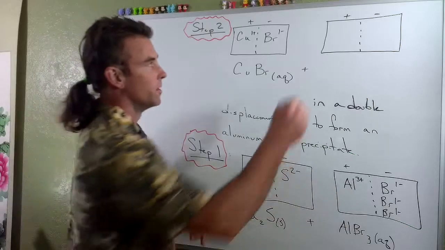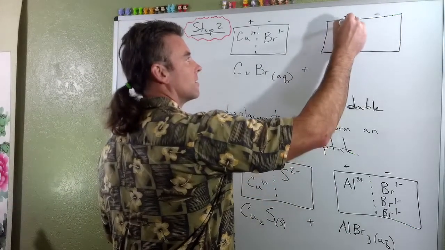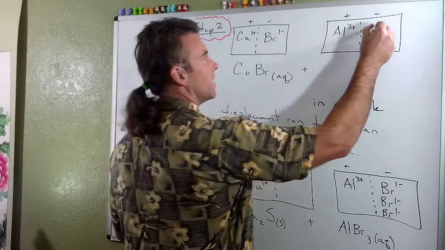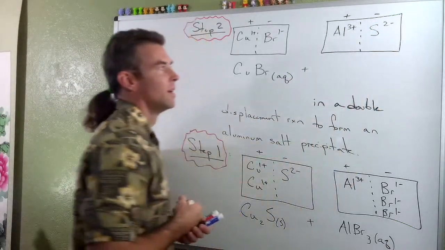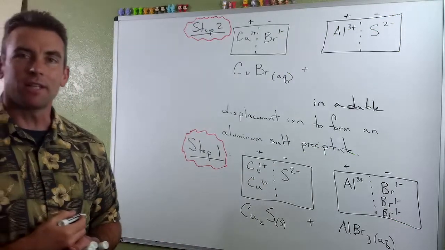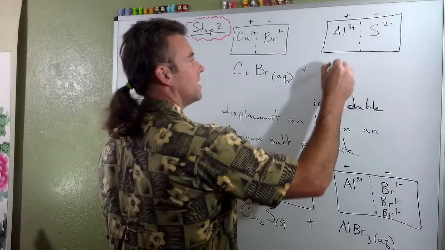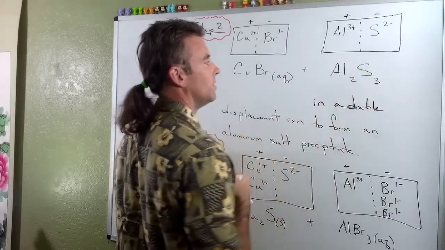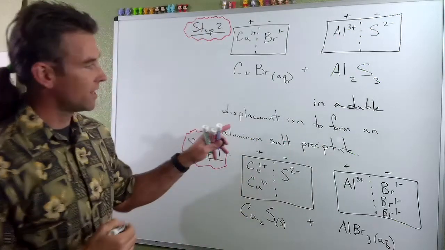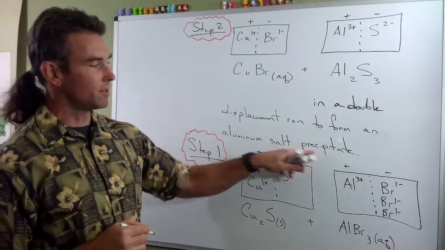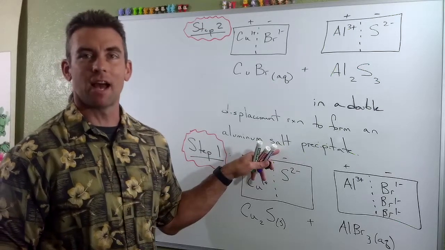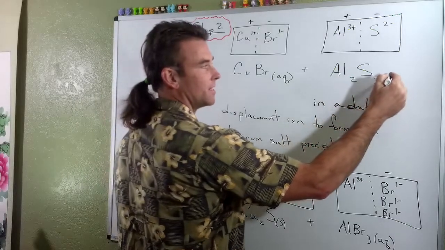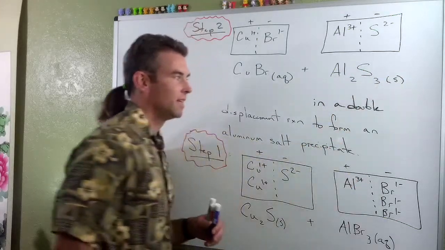We know that aluminum is still going to be a 3 plus. And we know that that sucker needs to combine with S2 minus. We look at that thing, do the old crossy trick, and we recognize Al2S3 should be the formula of that thing. And you'll notice here that it says to form an aluminum salt precipitate. Salt is another word for an ionic compound. So this guy is an ionic compound, and since it's a precipitate, it must be in the solid phase.